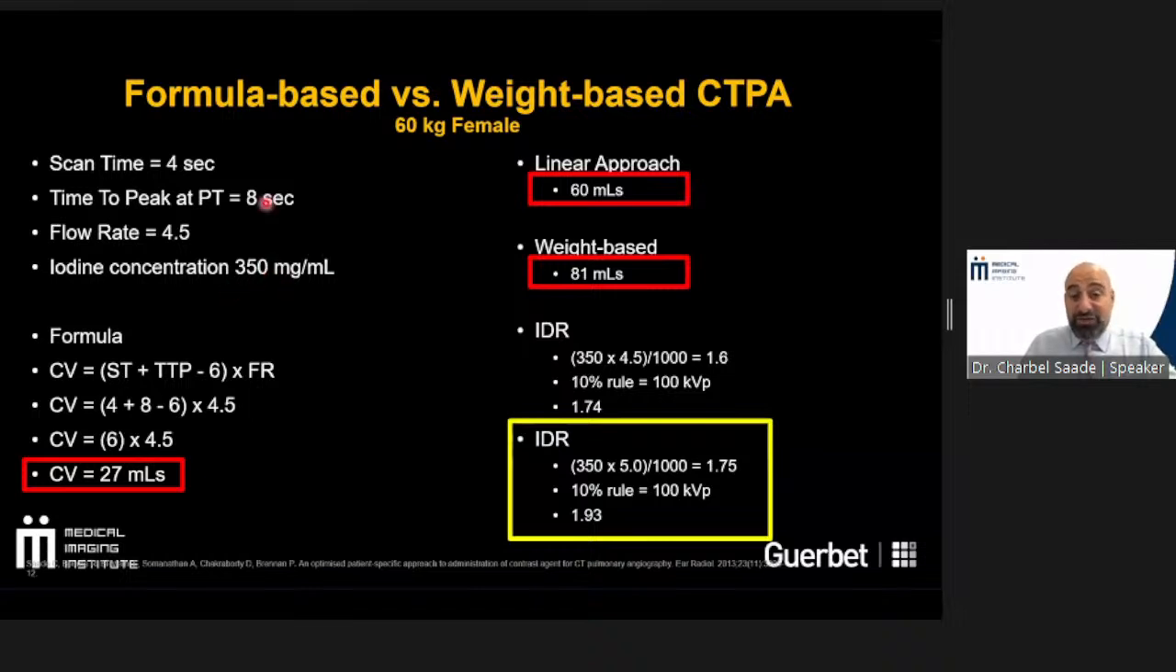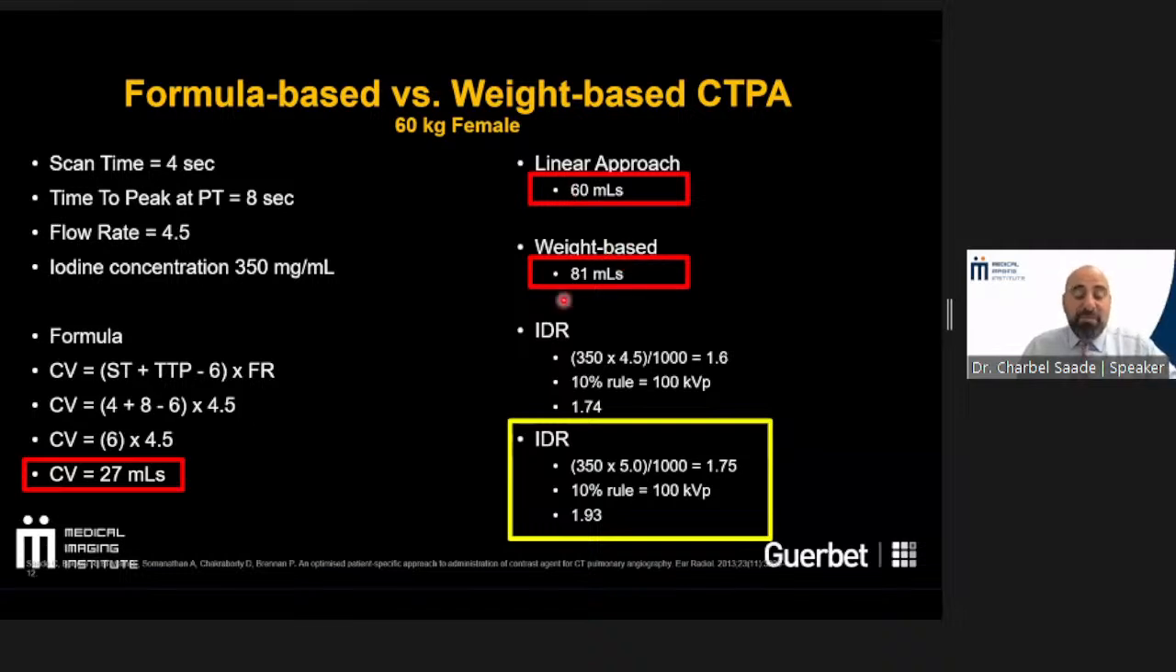Now, again, we're using a 100 kVp technique. If we use this formula based on the scan time plus time to peak, so 4 plus 8 minus 6, multiply that by the flow rate, you're looking at about 27 mils. If you wanted to use the linear approach, and again, please refer to your local SmPC in terms of dosing for your contrast agents, then you might need more contrast based on a larger body weight.